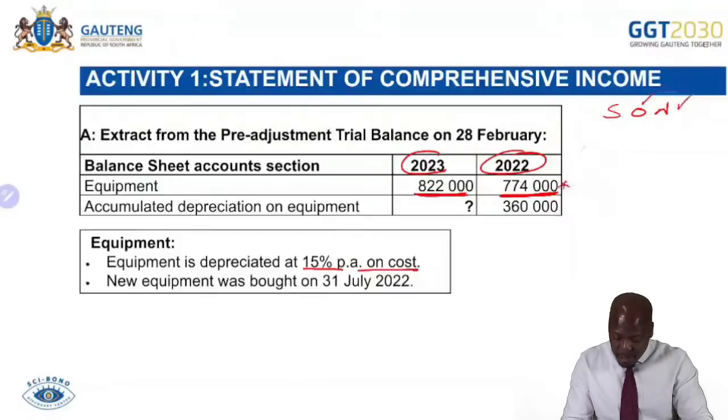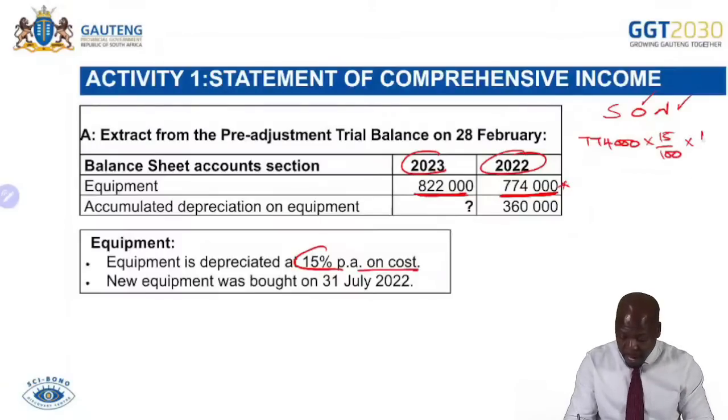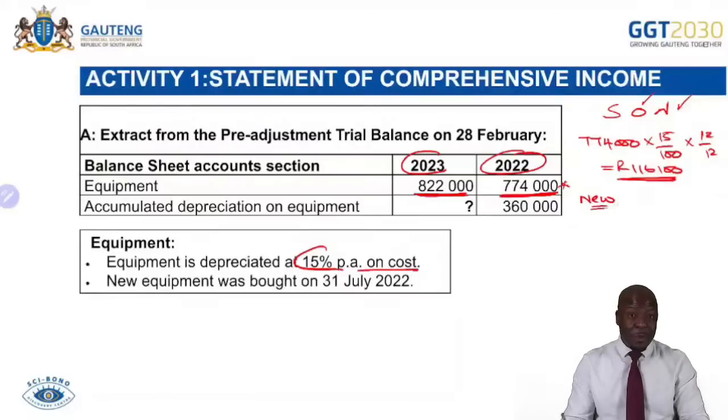So my old is 774,000. I'm going to come in and say 774,000 multiplied by the depreciation rate of 15%. The old will always be there, 12 over 12. Therefore, this old has depreciation of 116,100. This is the depreciation for the old. Now, we need depreciation for the new.